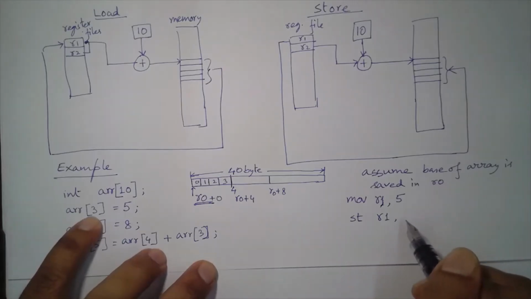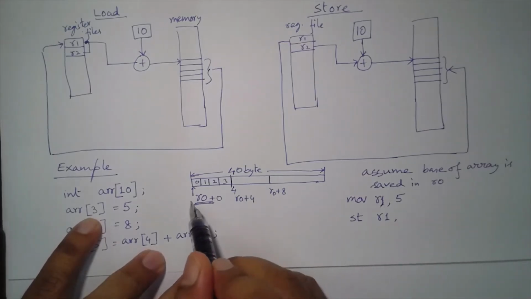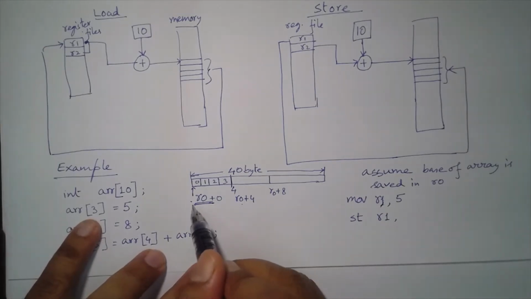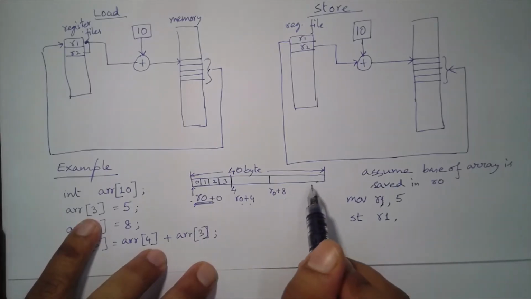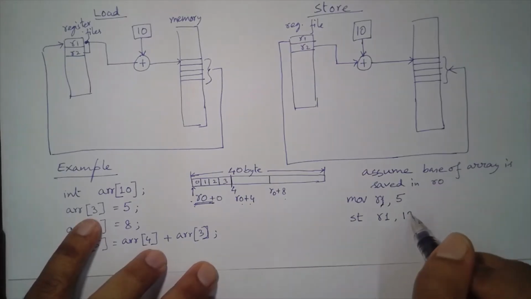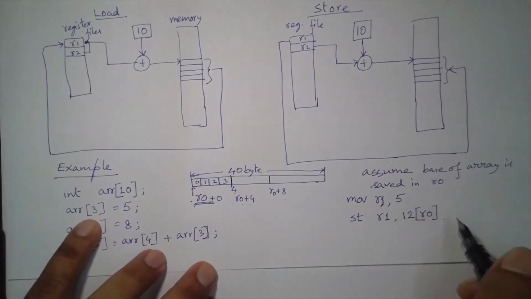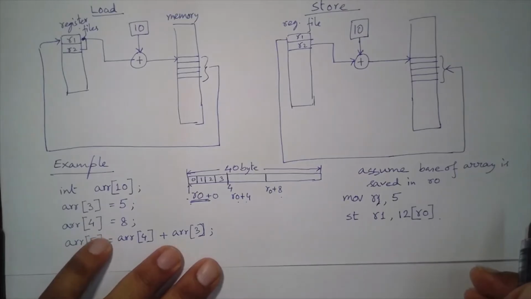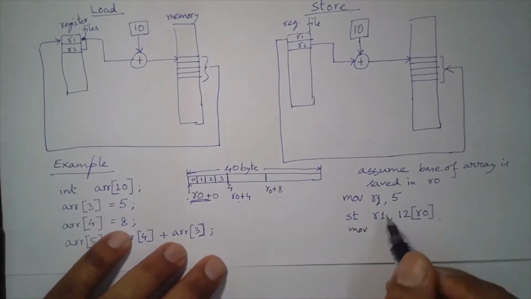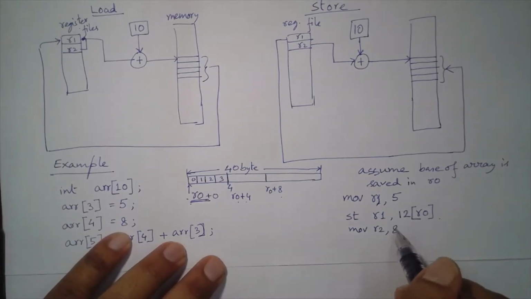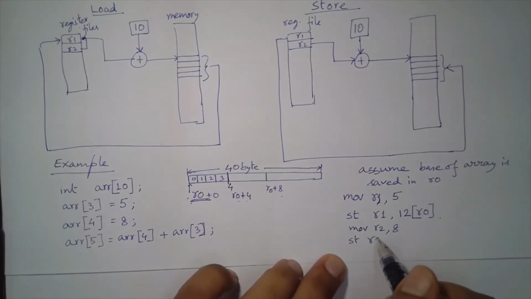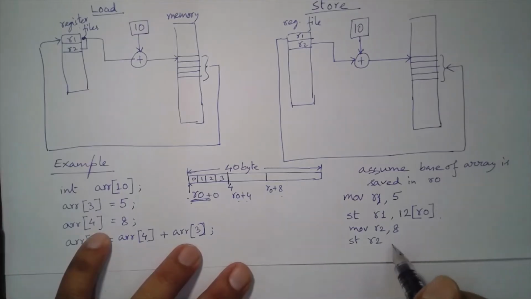So now how will the third element be denoted? So this is the 0th element, this is the first element, this is the second element, and the third element will be R0 plus 12. Does this make sense? So the next is basically we move 8 into R2, and then we again have this store instruction, store the content of R2. Now where should it be stored? In the fourth element in the array. So the fourth element is denoted by the offset 16, right, 16 R0.